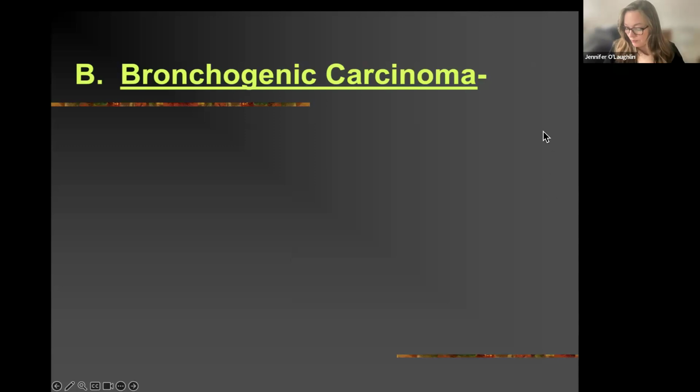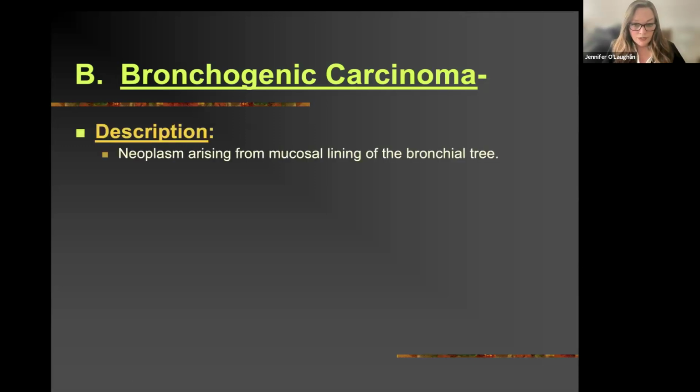Okay, so the next one is bronchogenic carcinoma. So now we're talking about a cancerous tumor of epithelial origin. So it comes from the mucosal lining of the bronchial tree. That's a primary cancer, and this is the most common type of lung cancer. So it's pretty common in terms of lung cancer. It's actually common in terms of overall cancer.